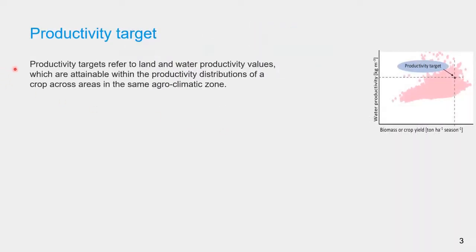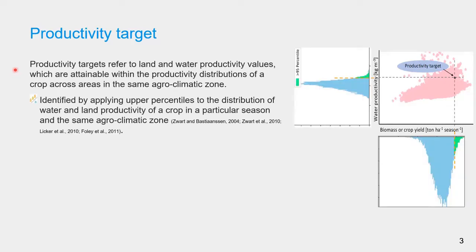In agriculture, productivity targets refer to land and water productivity values which are attainable within productivity distributions of a crop across areas in a similar agroclimatic zone. They can be identified by applying upper percentile to the distributions of water and land productivity of a crop in a particular season and similar agroclimatic zone.